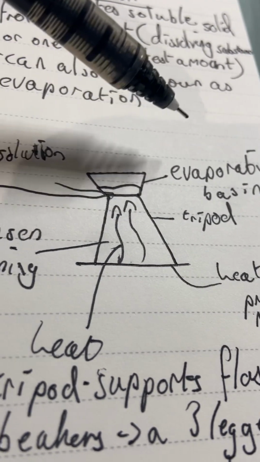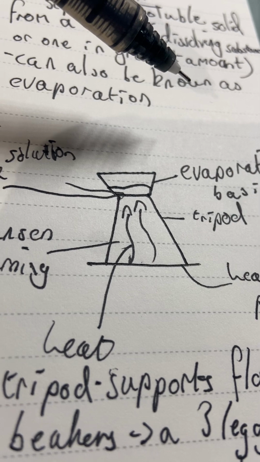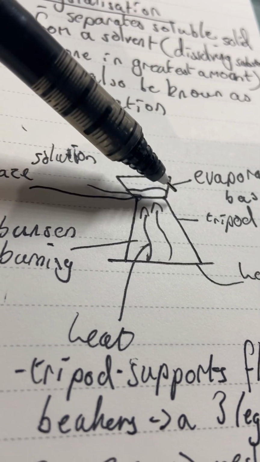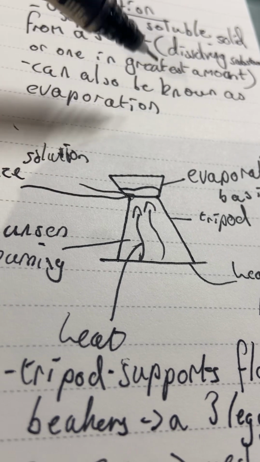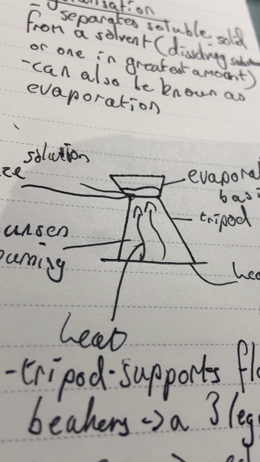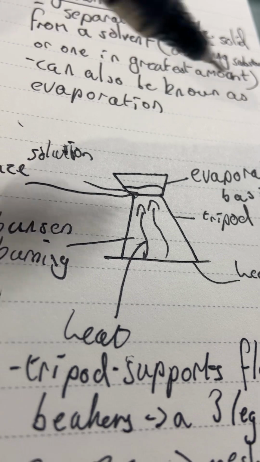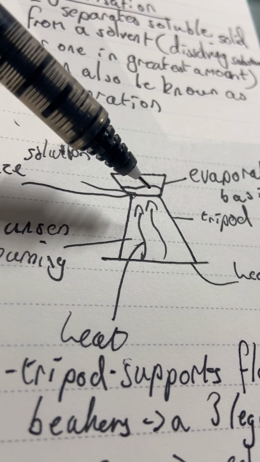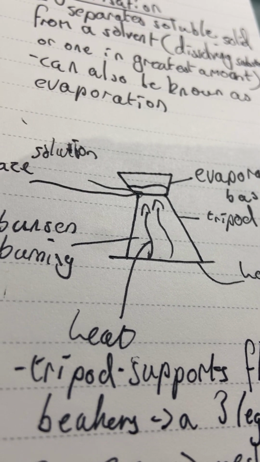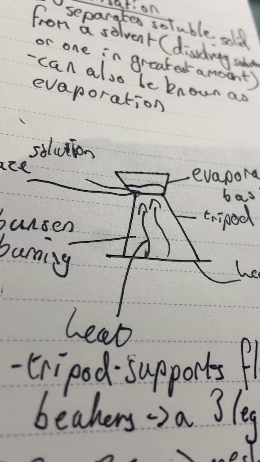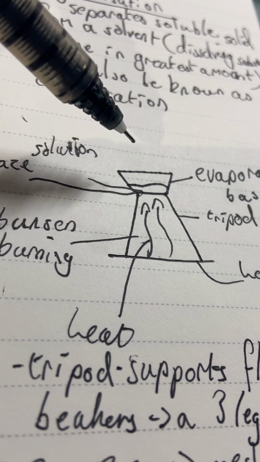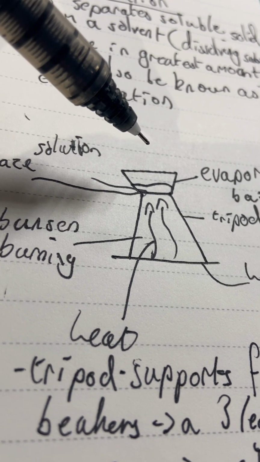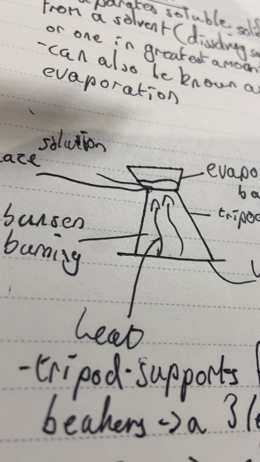The evaporating basin is the thing containing the solution, and then the soluble solid would turn into crystals or just float off, whereas the solvent would remain there, and therefore the mixture is separated. There's also the gauze as well, to make sure that the beaker doesn't break once it's heated up.